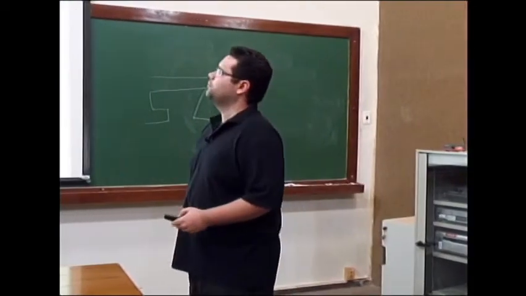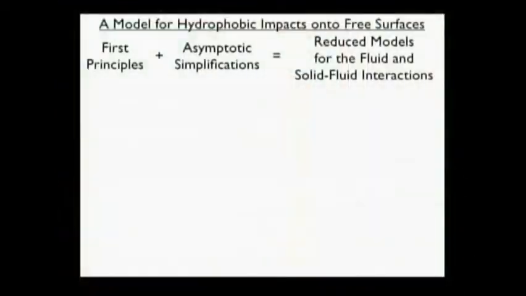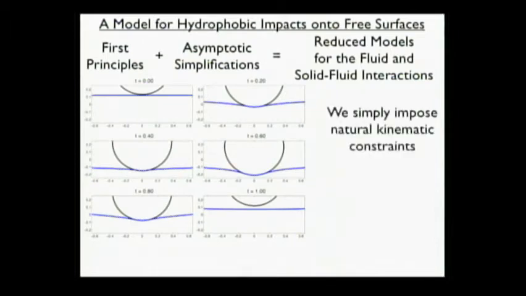Basically, we start from first principles of fluid and particle mechanics, and we naturally add some asymptotic simplifications for these regimes, and we obtain a reduced model for the behavior of these systems. So essentially, we just impose simple natural kinematic constraints, saying that the two masses cannot occupy the same space, and some geometric conditions on the contact area and its boundary. I will show that more carefully.